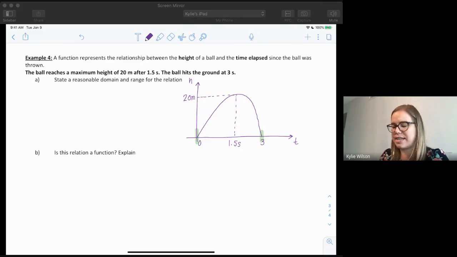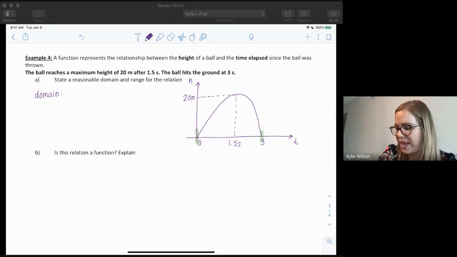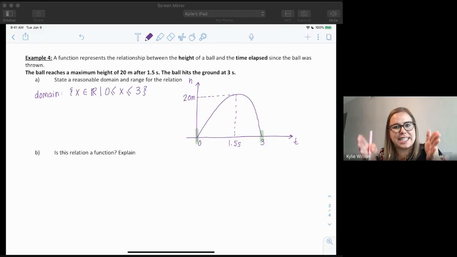So our x's are sandwiched between 0 and 3. Next, because we've connected it in a nice line, this is in the real numbers. So for my domain, we can say that x is an element of real numbers such that 0 is less than or equal to x. And we say less than or equal to x because x can equal 0, and it's less than or equal to 3. So it's sandwiched in between 0 and 3, and it can equal those endpoints.